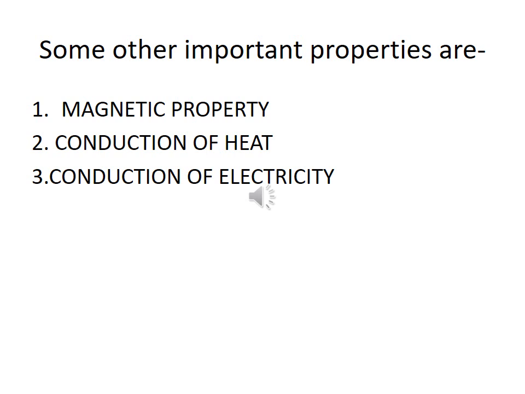Second, conduction of heat. The passage of heat through an object from one end to another is called conduction of heat, and on the basis of this, it is divided into two types: good conductors and bad conductors of heat. A good conductor allows heat to pass through it easily, like metals. A bad conductor does not allow heat to pass through it, for example, wood.